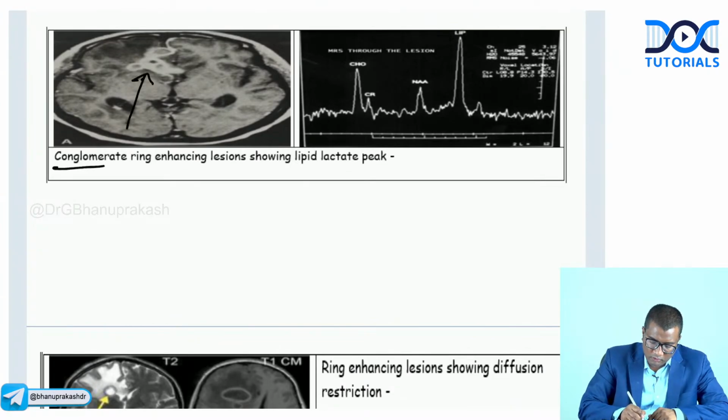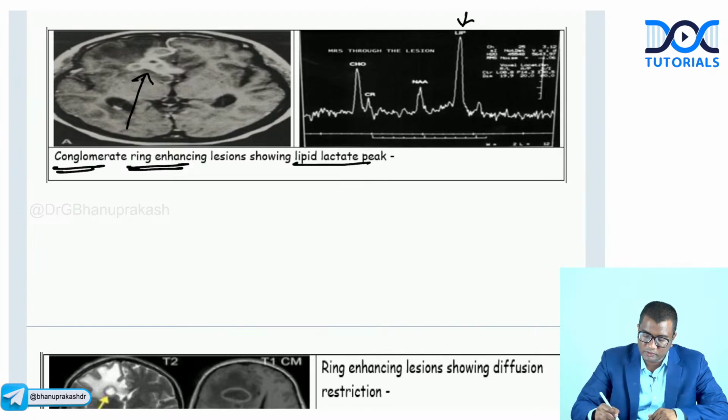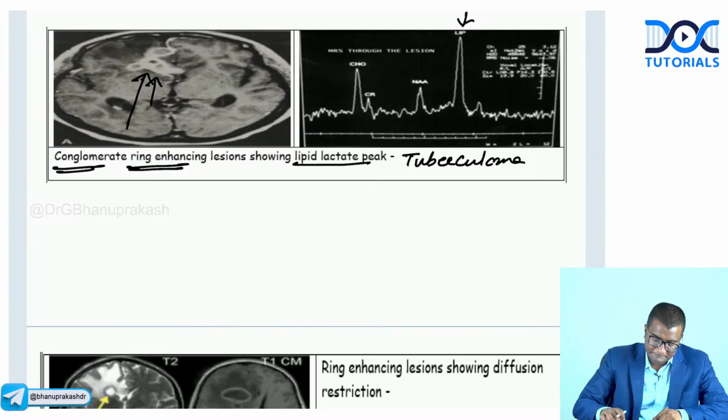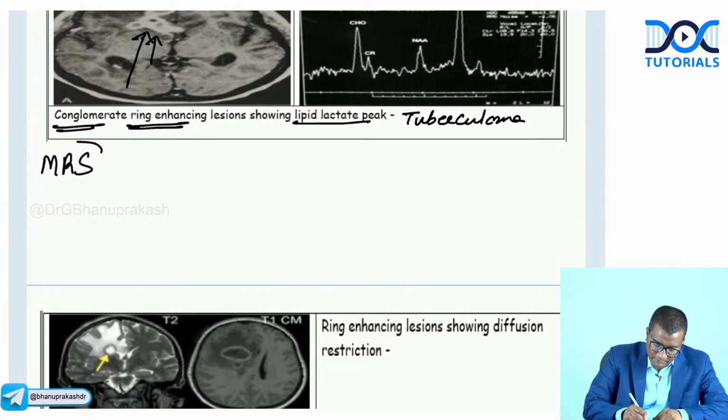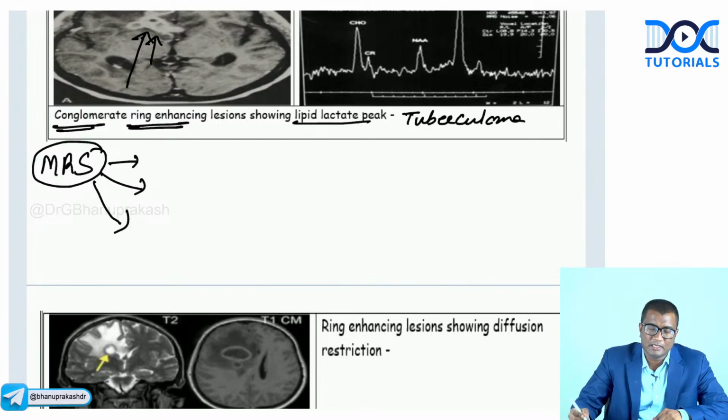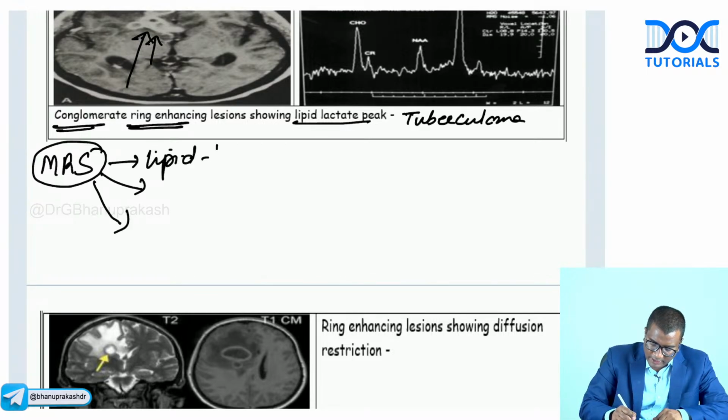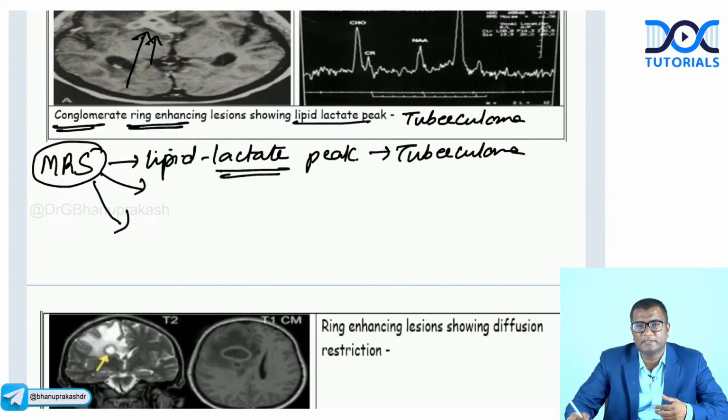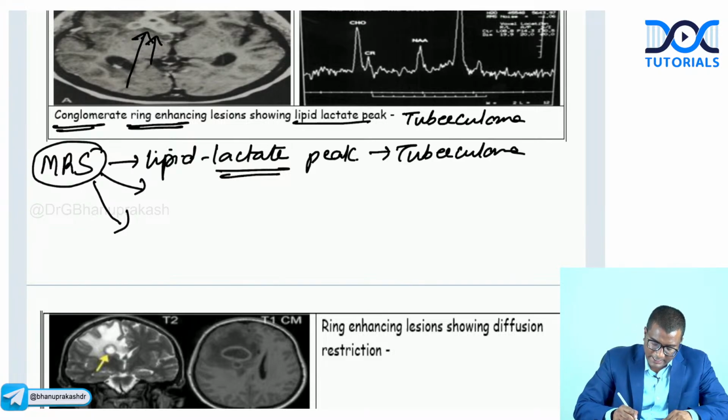And where do you see such conglomerate ring enhancing lesions? And on MR spectroscopy, they show a lipid lactate peak. So lipid lactate peak is a feature of tuberculoma, right? Matted lymph nodes, so conglomerate, matted, ring enhancing lesions will be there. And coming to MR spectroscopy, remember at least three things. The lipid lactate peak is seen with tuberculomas. Toxoplasmosis and tuberculoma can produce this lactate peak, whenever anaerobic respiration and necrosis are happening.